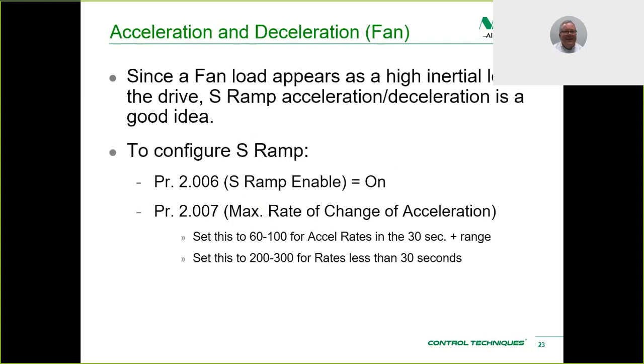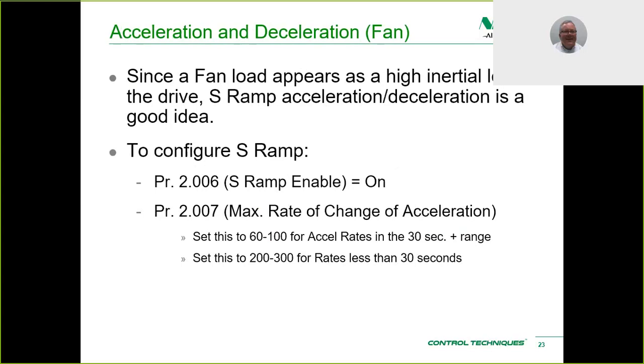Now, a fan is a different story. A fan load appears as a high inertial load to the drive. I've got a giant fan blade hanging off the end of my motor shaft. Once I overcome friction and get that thing running, it's going to want to stay running. So a fan is a good candidate for using S-ramp acceleration and deceleration. To configure S-ramp, you go to menu 2, parameter 6, and you turn it on.